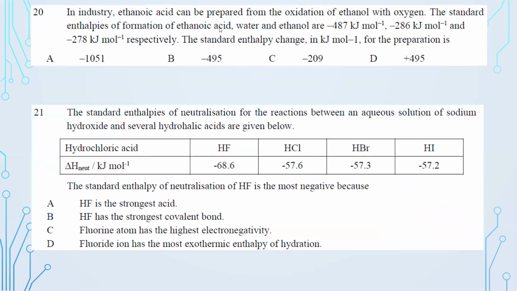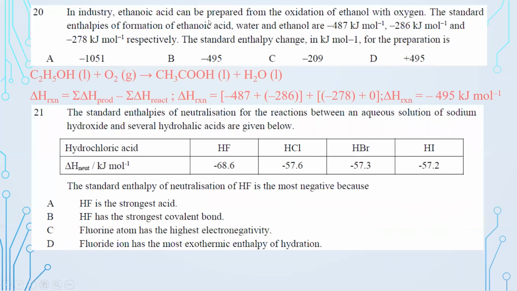Number 20. Industrially, ethanoic acid can be prepared from the oxidation of ethanol and oxygen. The standard enthalpy changes of formation of ethanoic acid, water, and ethanol are given below. So what is the standard enthalpy change for the preparation? Try your best to know how to write the equation. So C2H5OH plus O2 gives CH3COOH plus H2O. The question already said ethanoic acid can be prepared from the oxidation of ethanol with oxygen, so try your best to balance ethanol plus oxygen. You have extra water, H2O, so H2O you must write out.